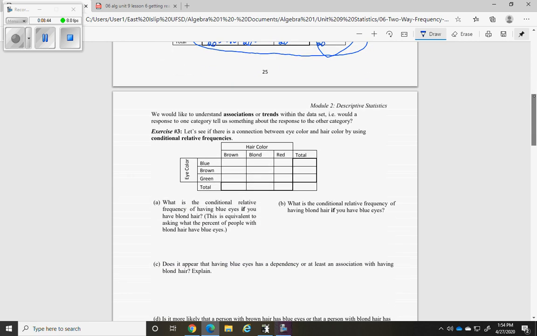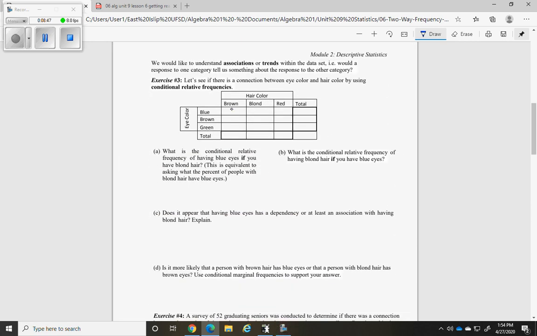So we need to transfer the same information over. It was 3, 11, 2, with a total of 16, 2, 1, 1, which totaled 4. There was no red hair. And then this is a 5, 12, 3, and the totals both way were 20. So it says that we'd like to understand associations or trends within the data. That is, would a response to one category tell us something about the response to another? That would be the only reason for taking surveys, to kind of draw conclusions.